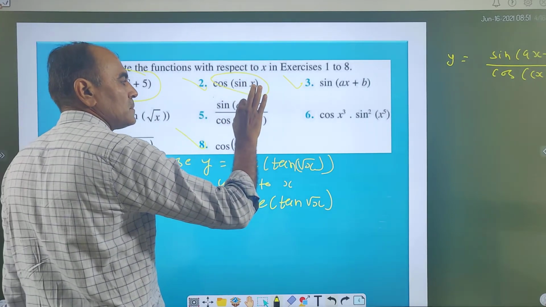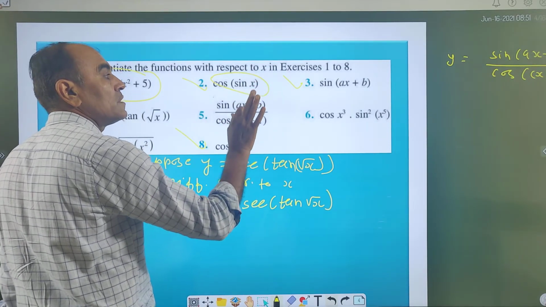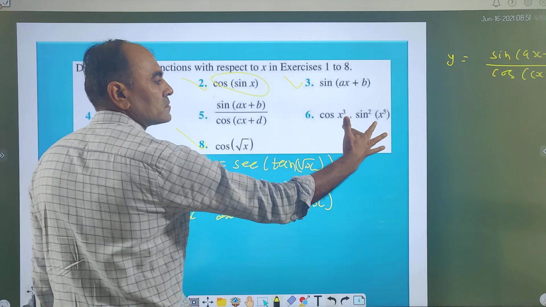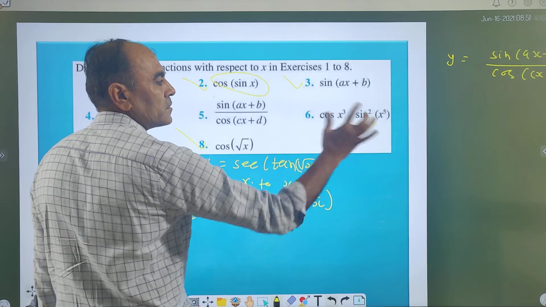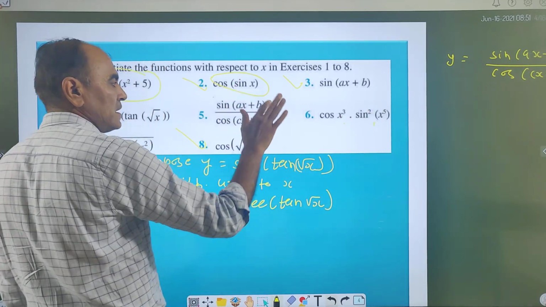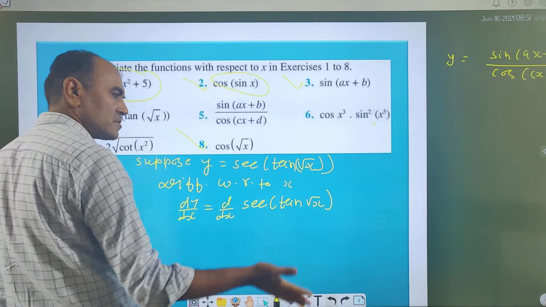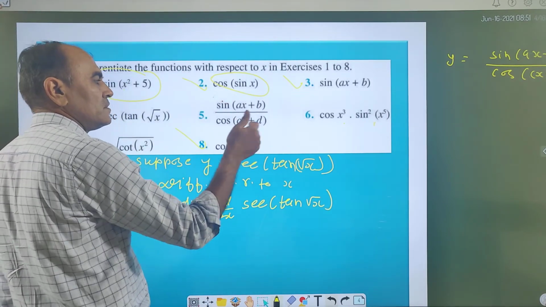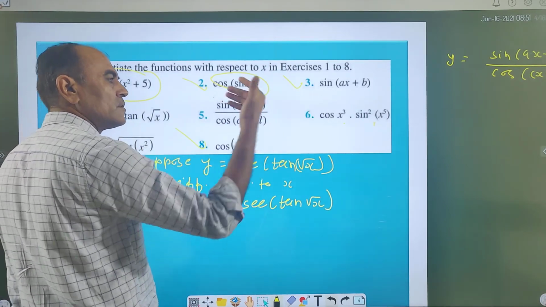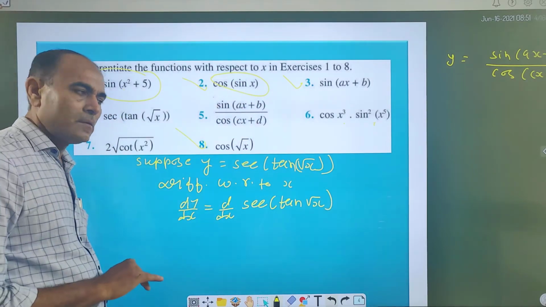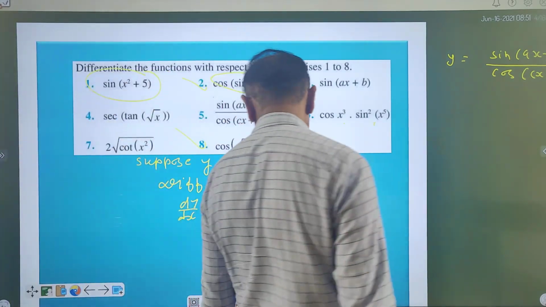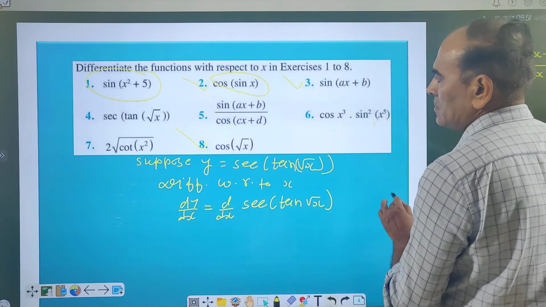But here, 2 times x, and that is in the form of division. Here also 2 times x, maybe in product form. Whenever it is in composite form, then use the composite rule. Whenever it is in division form or product form, then use the division rule or product rule. So here we are going to use the division rule.